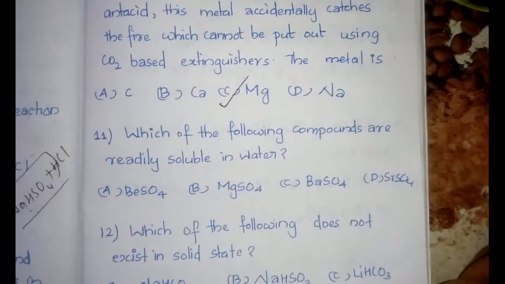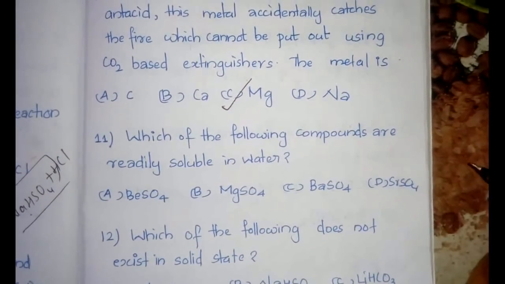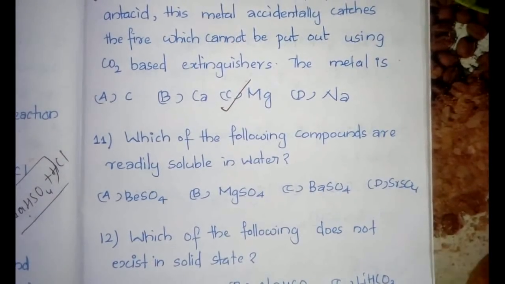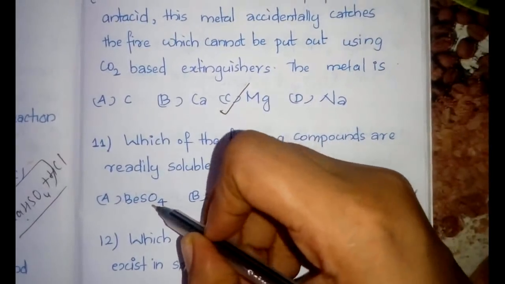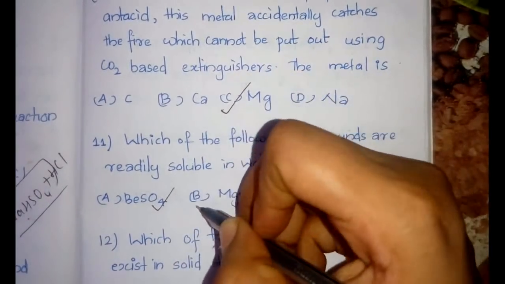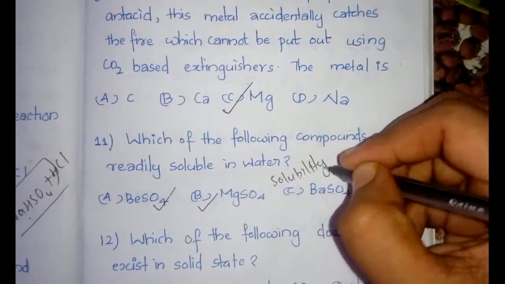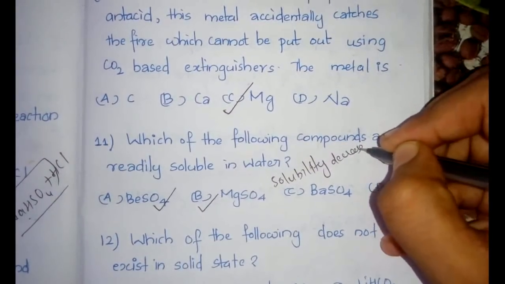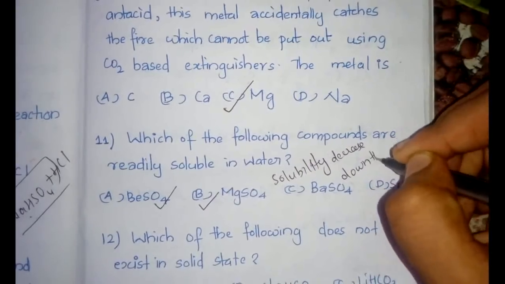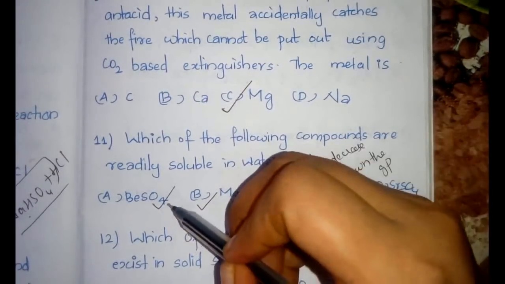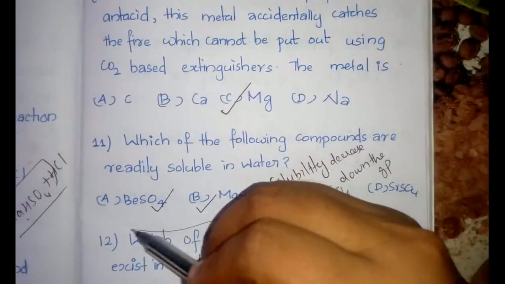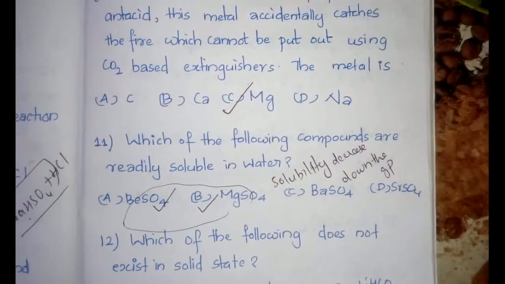Now the next question, the 11th question here, is which is readily soluble in water. Here two options are correct. Both option A and B are correct. Why? Because solubility decreases down the group, and therefore the first two members of the group, the first few members, will be very readily soluble.